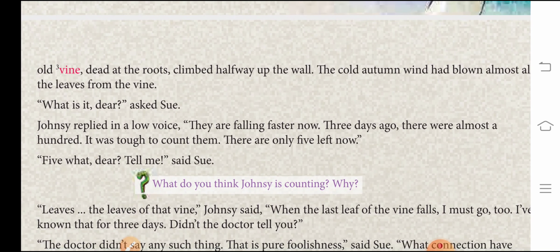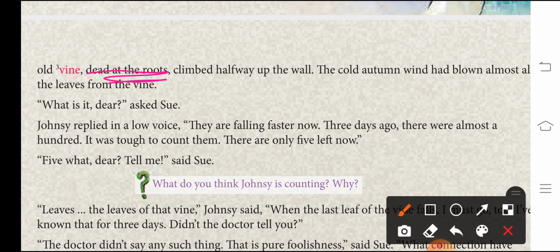An old vine, dead at root, climbed halfway up the wall. So when she noticed that there is a vine and that is dead at the root, dead at the root means the root was not properly growing, that climbed halfway up the wall. In that bare wall, the wall of the house opposite their window, there was a vine. Vine is a plant that climbs, you can say climber. So that was there, and she was counting the leaves of that vine.